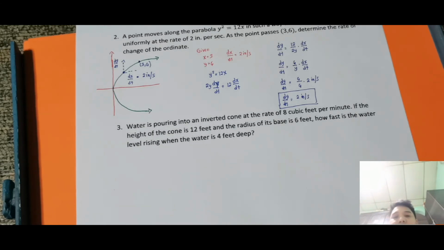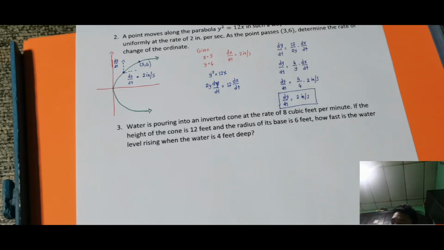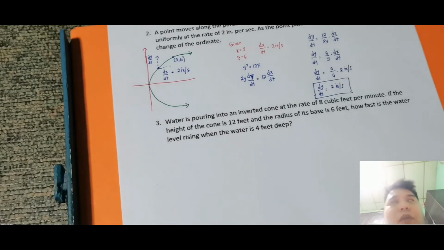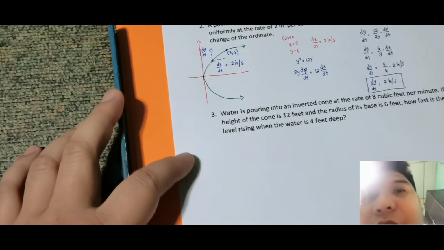Okay, so if the height of the cone is 12 feet and the radius of its base is 6 feet, how fast is the water level rising when the water is 4 feet deep? So, medyo kakaiba. Okay, so, when the water is 4 feet deep. So, check natin ano may mga dapat nating isolve dito. So, syempre, drawing tayo ng diagram muna. So, gagawa ko ng inverted cone. Pagpasensya na ulit ang drawing ni sir.